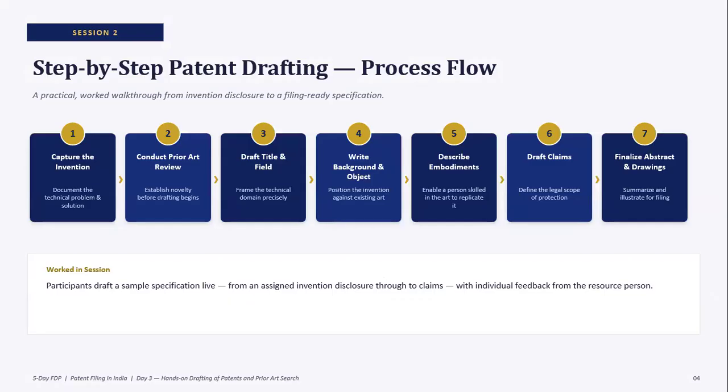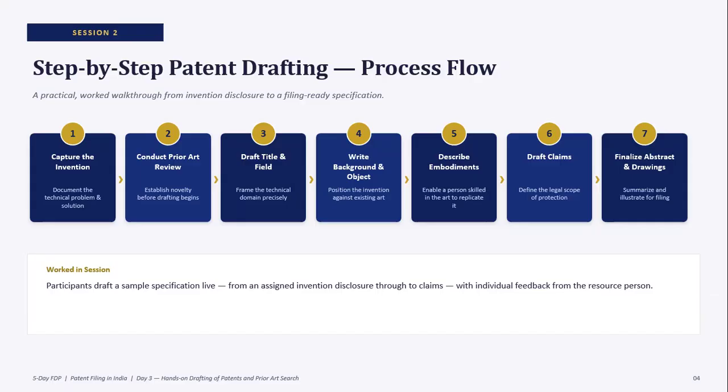Module number 2, we are going to discuss the process flow of step-by-step patent drafting. Let us move to our next segment, step-by-step patent drafting. Patent drafting should be approached very systematically. The first step is to capture the invention. At this stage, we document the technical problem, the proposed solution, the important technical features, and the working principle of the invention. The second step is to conduct a prior art review.